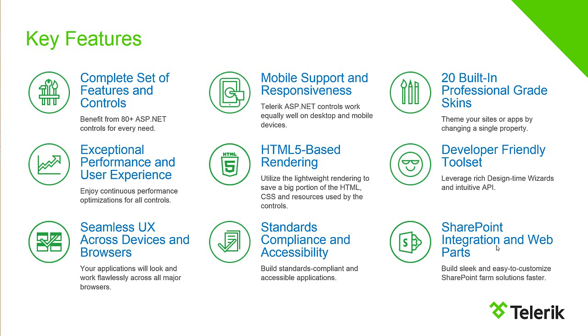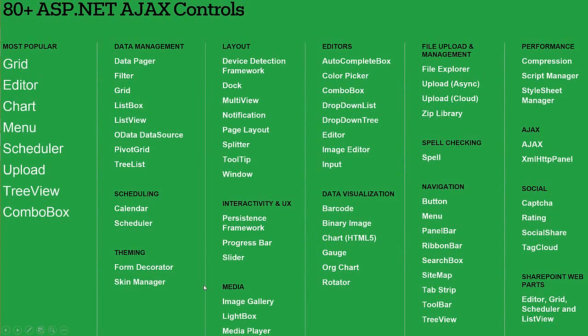Next, let's take a look at the extent of the controls that we have. As you can see on the screen, I have put up whatever I can showcase on this particular screen. We have 80 plus ASP.NET AJAX controls. On the left hand side, you see the most popular controls that we have: the grid, the editor, chart, menu, scheduler, upload, tree view, combo box. And you can also see a pattern here that our 80 plus controls are all divided into segments, or segregated under different heads.